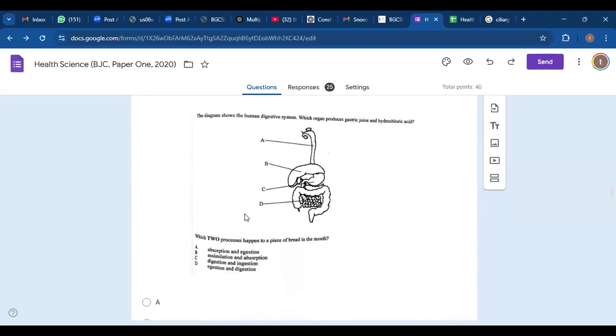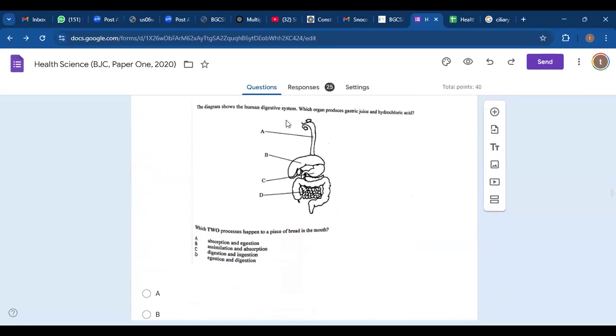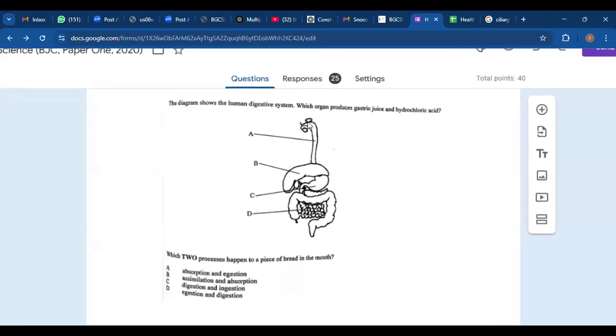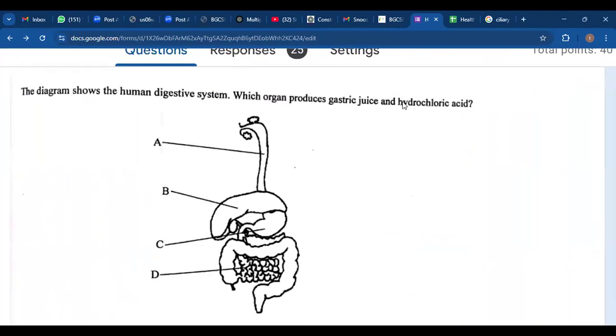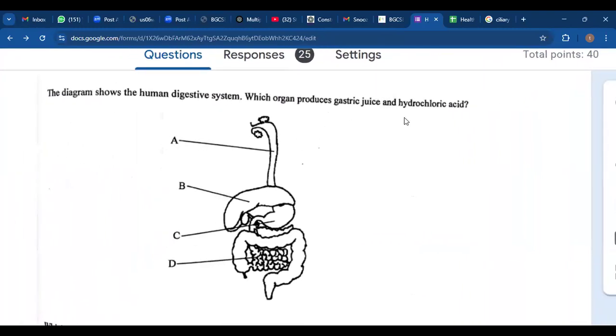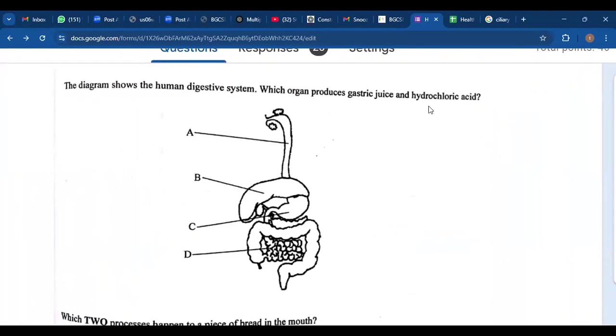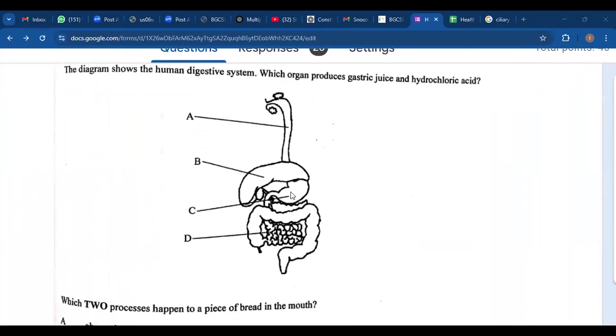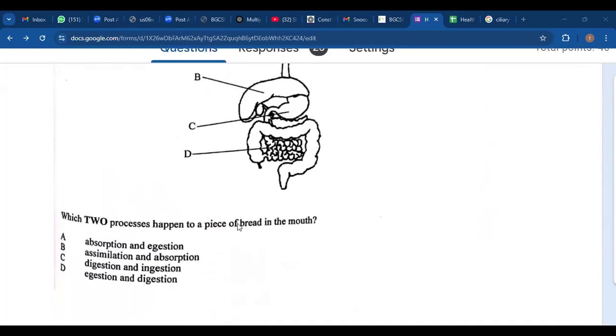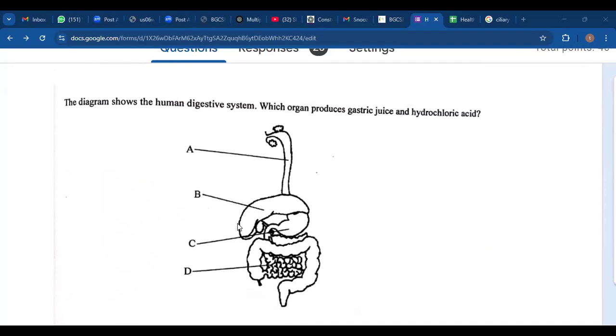Number 17. The diagram shows the human digestive system. Which organ produces gastric juice and hydrochloric acid? That's easy, C. C is the stomach. The stomach. Very good. So the answer is C. Wait, is this even a question?